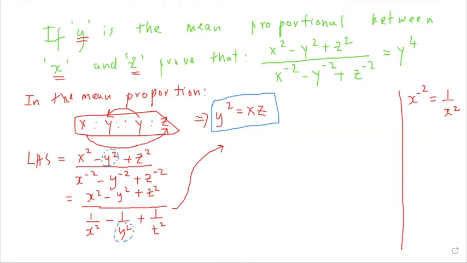So I'm going to write that down as LHS is still equal to x squared minus xz. Instead of y squared, I've written xz plus z squared, divided by 1 over x squared minus 1 over xz plus 1 over z squared. So it's just the two replacements that I've made here, substitutions. That's the xz and the xz instead of y squared, right? Yes, sir. That okay?